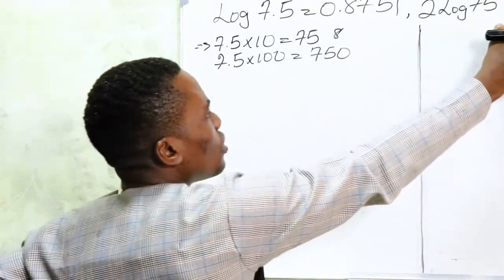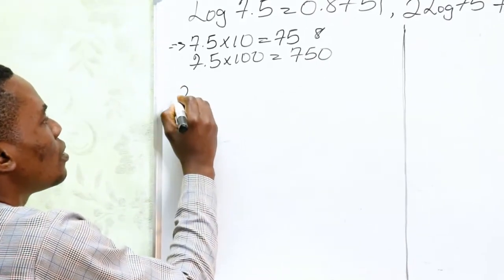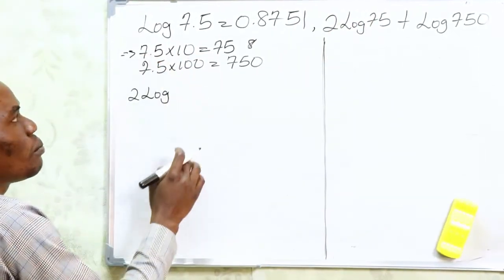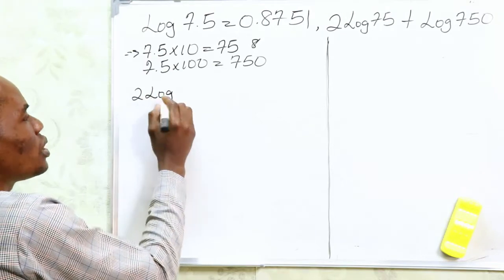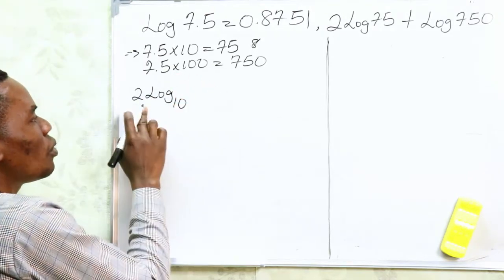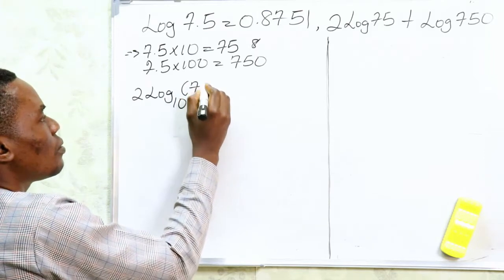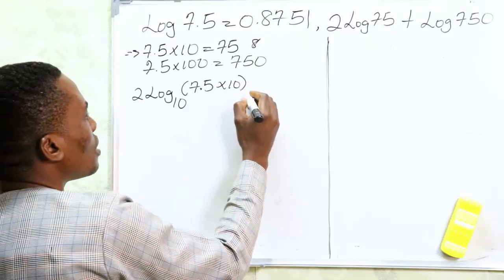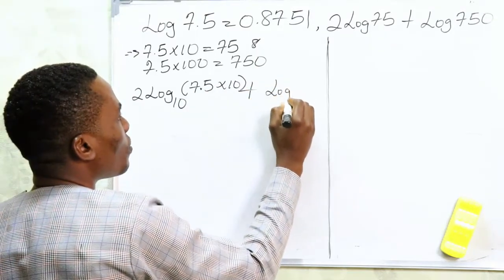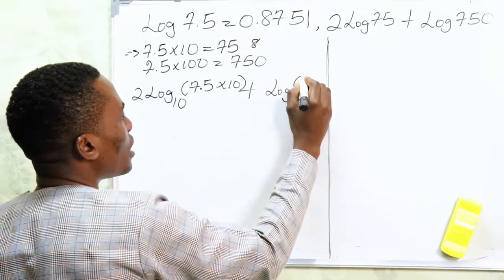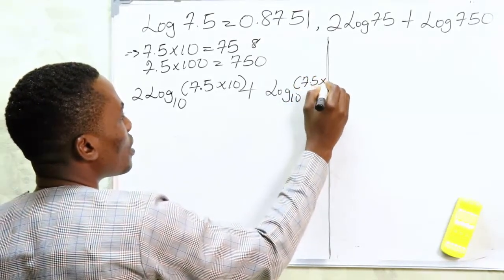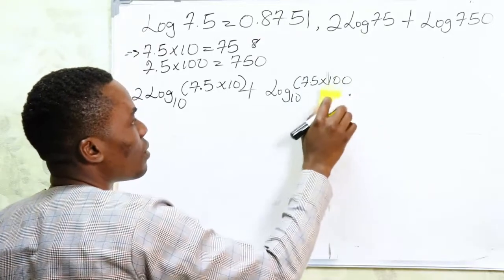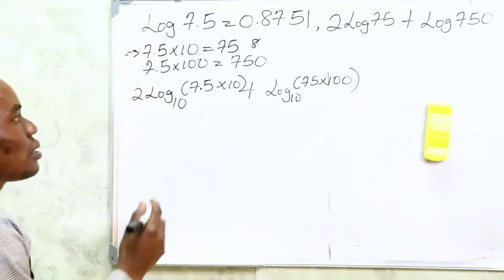Now you are given this question. Recall that we have 2 log 75, which is equal to 7.5 times 10. We'll take all the logarithms to base 10. That will give us 2 log base 10 of (7.5 times 10), plus log base 10 of (7.5 times 100). I wanted to minus this, but let's see how far we can go with it. So that will give us this value.